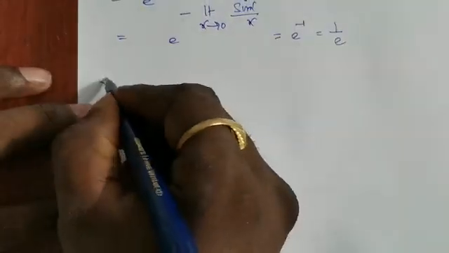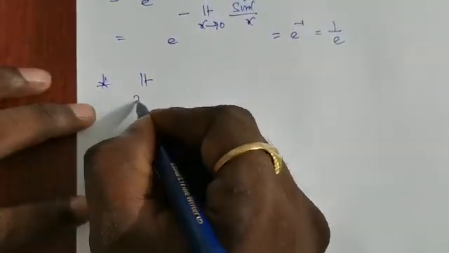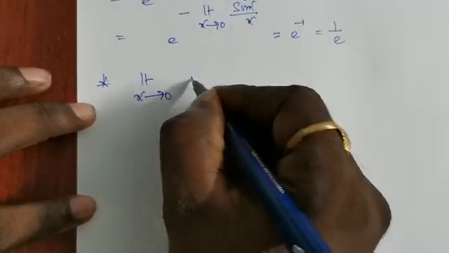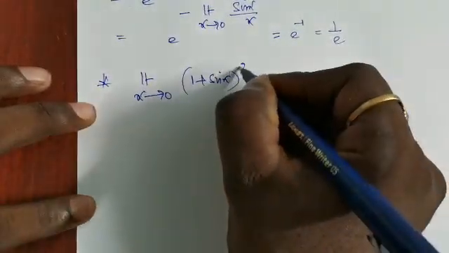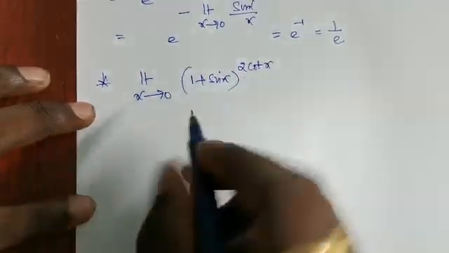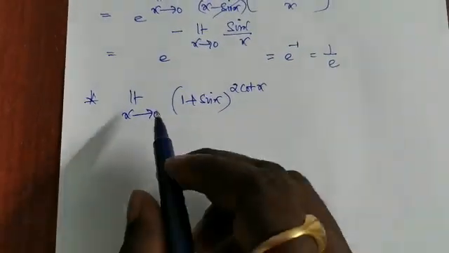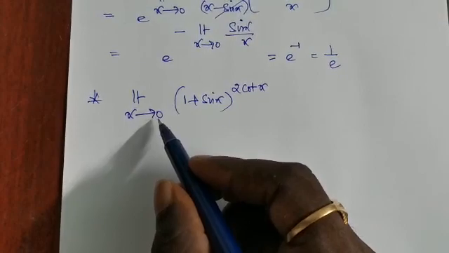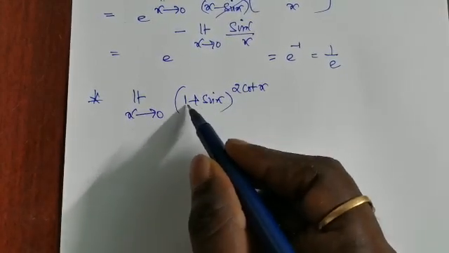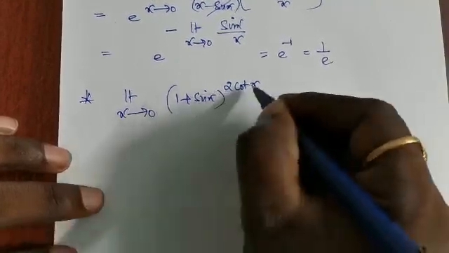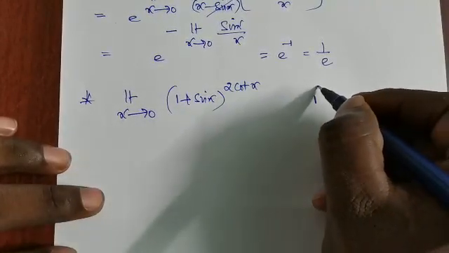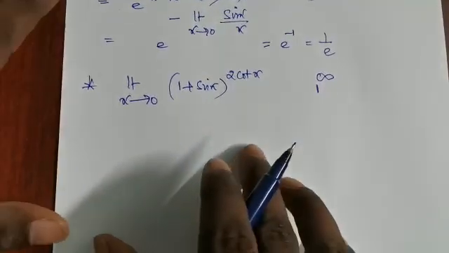Suppose you consider another problem, that is limit x tends to 0, 1 plus sin x whole power 2 cot x. See, if you substitute x value 0 here, 1 plus sin 0 is what? 0, that is 1 power cot 0. We all know that cot 0 is infinity, that is 1 power infinity.